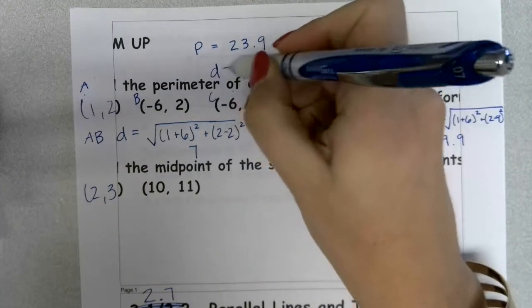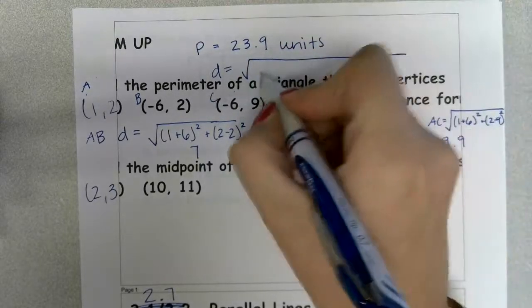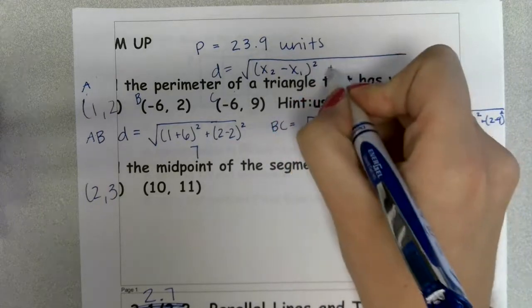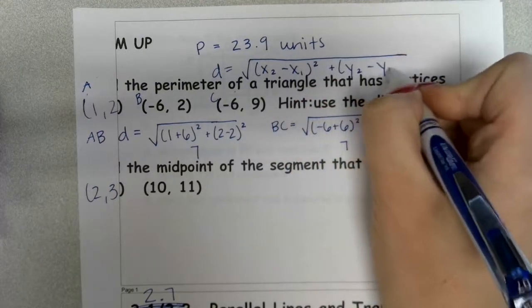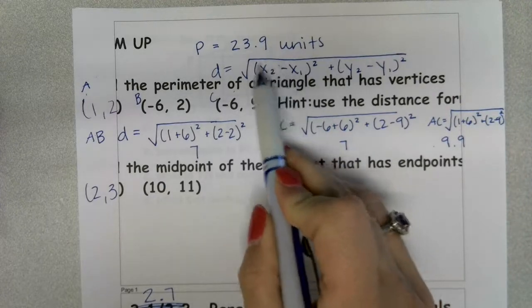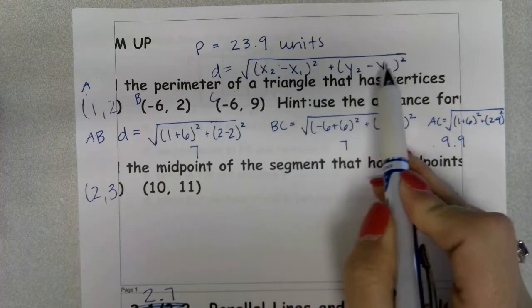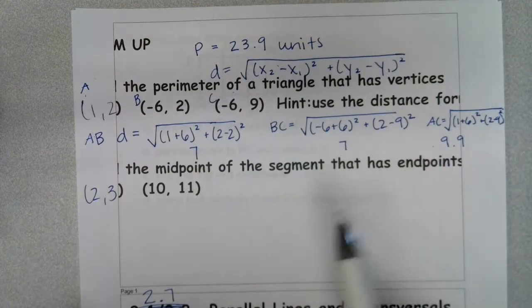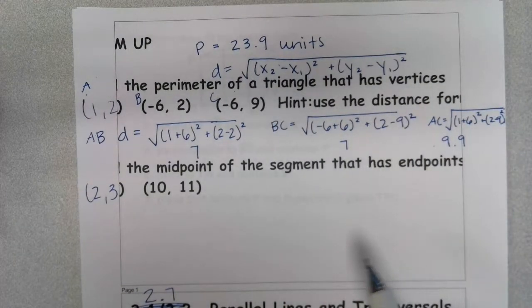I guess I should have done this first, but the distance formula is x2 minus x1 squared plus y2 minus y1 squared. And again, it doesn't matter which x value you make x2 or x1, and the same with the y's, as long as you plug them in order based on the ordered pairs that you chose, you should get the correct answer. Okay, so this is distance.